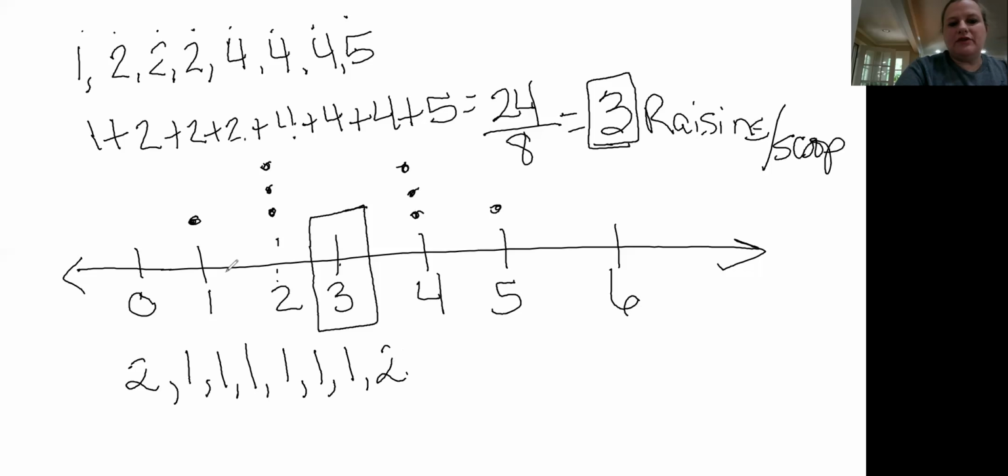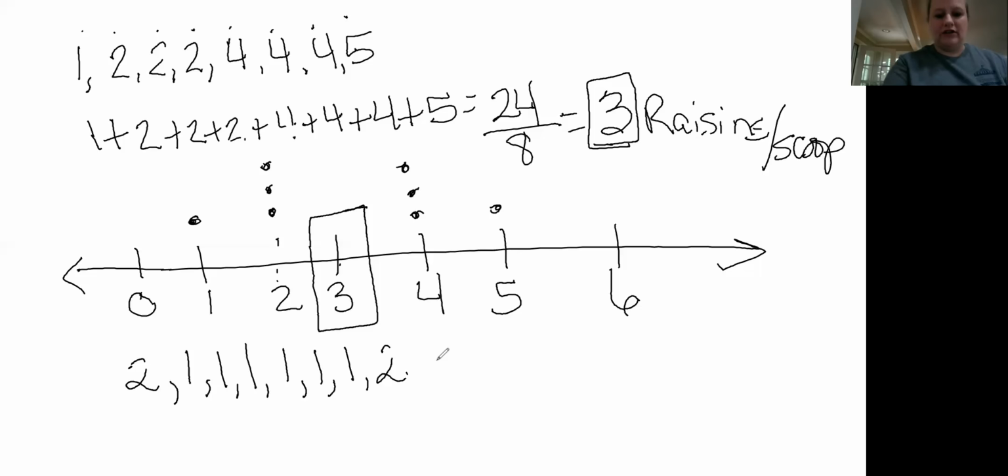So basically, in absolute value, we were trying to find the distance to 0. In mean absolute deviation, we're trying to find the distance to the mean. So this is 2 spaces from the mean, 1 from the mean, 1, 1, 1, 1, 1, and 2 from the mean. So that's where we get these numbers from down here.